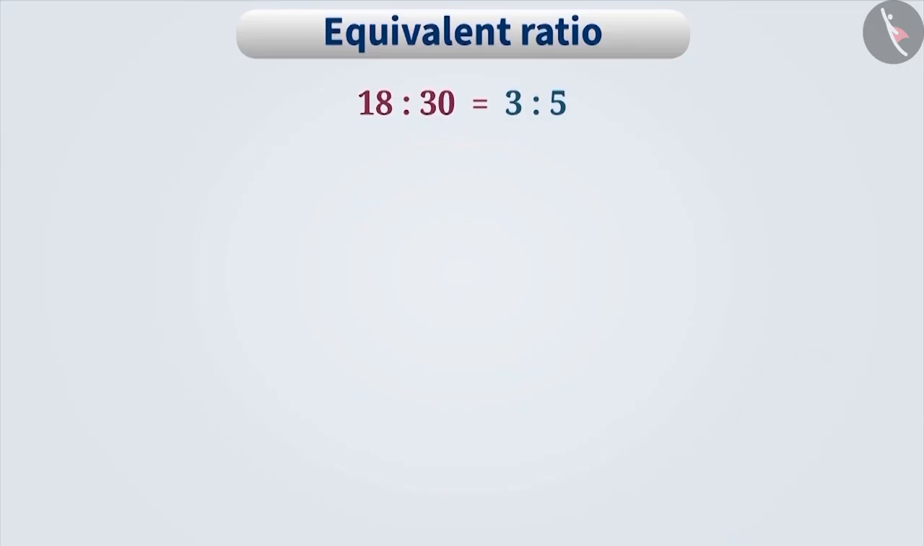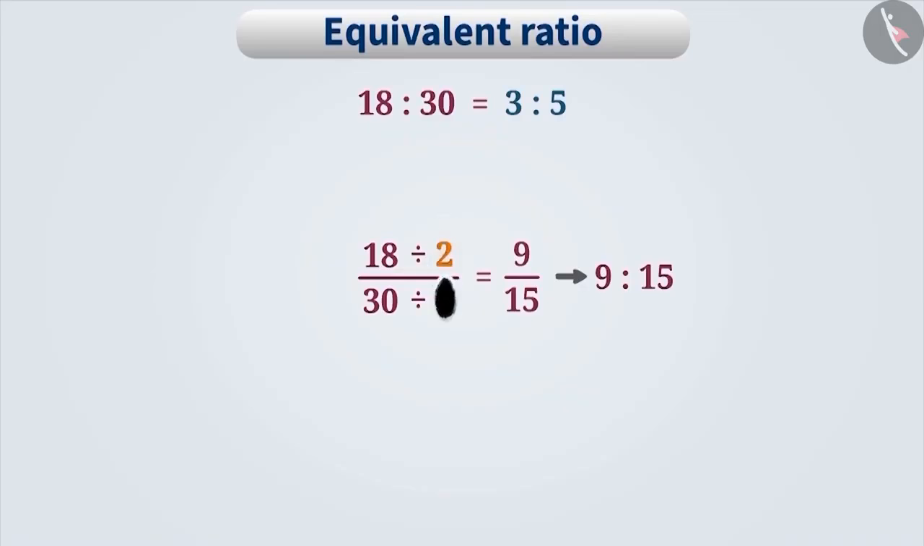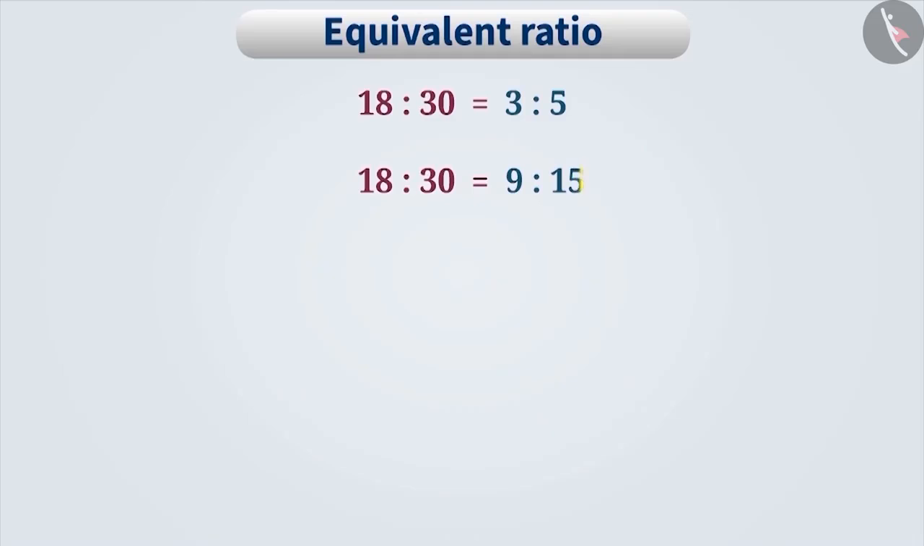If we write 18:30 in fraction form and then divide its numerator 18 and denominator 30 by 2, then we will get the new fraction as 9 by 15, which can be written as 9:15 in ratio form. Since both the numerator and denominator are being divided by the same number, the value of 9 by 15 will be equal to 18 by 30. This means 9 by 15 is an equivalent fraction of 18 by 30. Or, in terms of ratio, we will say 9:15 is also an equivalent ratio of 18:30.